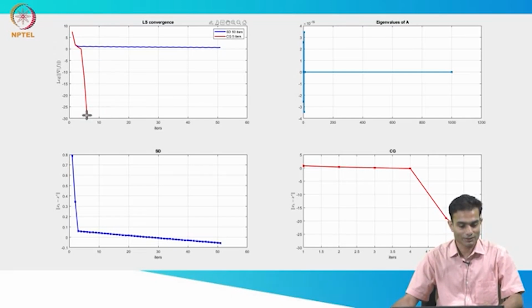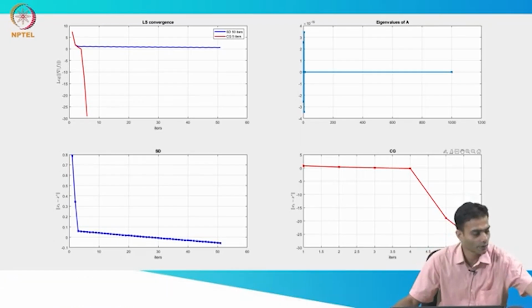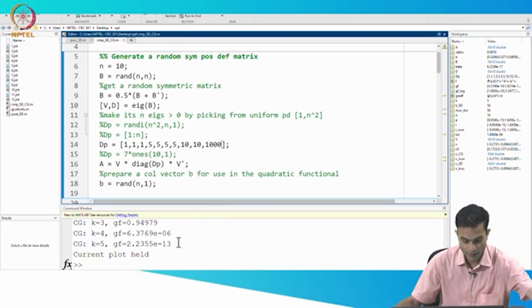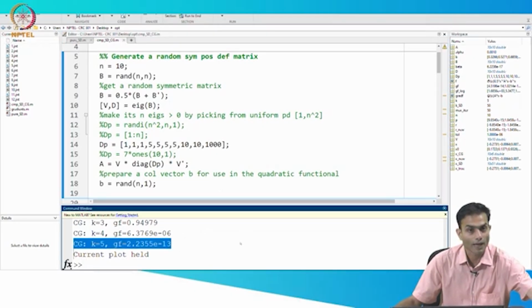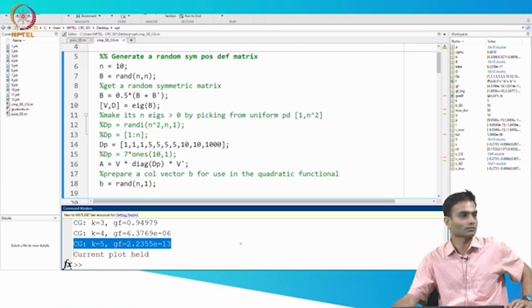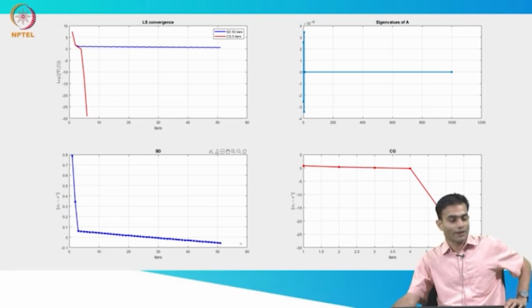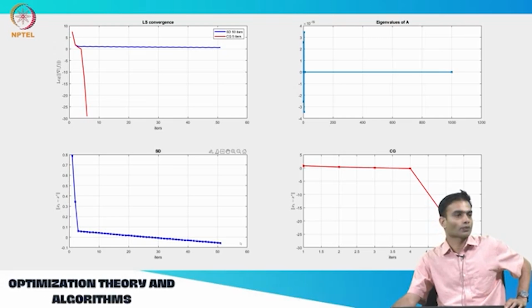If I look at x minus x star, it has essentially reached, this is in the log scale. If I look at the residual over here, 10 to the minus 13. And 5 iterations, because there are 5 distinct eigenvalues, 1, 5, 10 and 1000. So if the eigenvalues were not distinct, it would take 10 steps. If there were 10 distinct eigenvalues with a bad condition number also, it's working well.